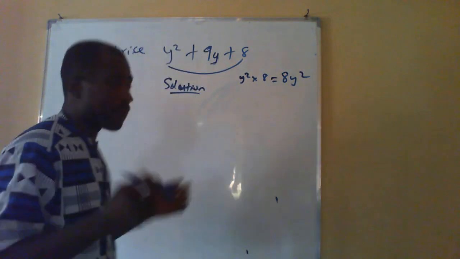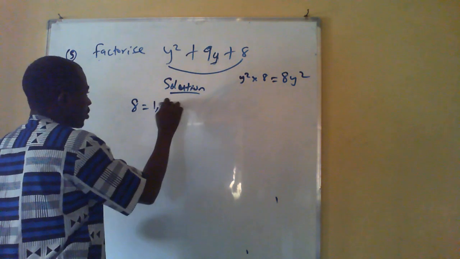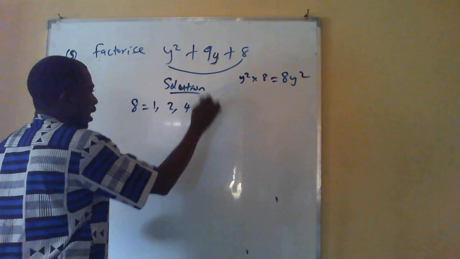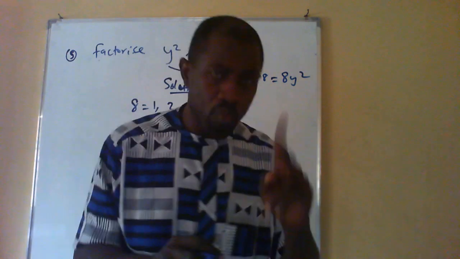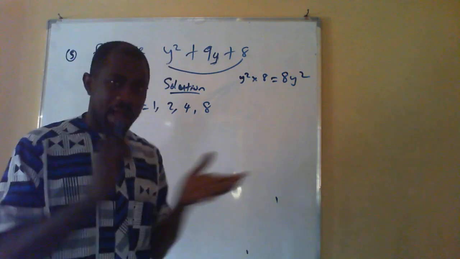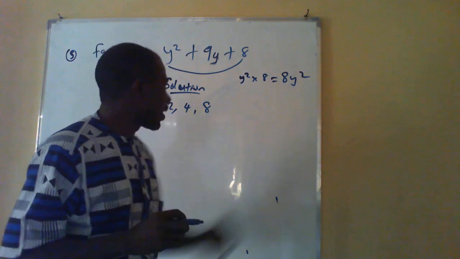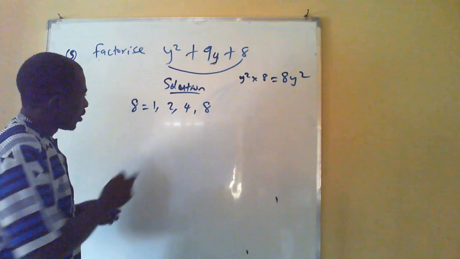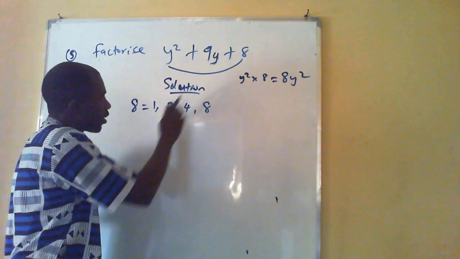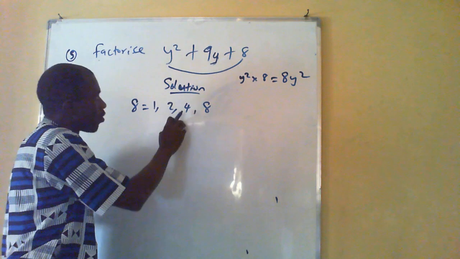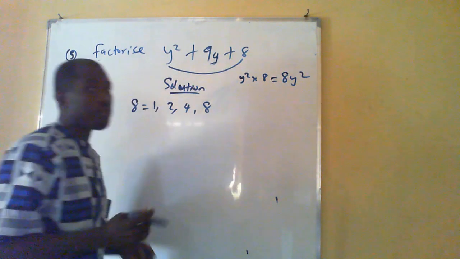So let's take the factors of 8. The factors of 8 are 1 and 2, 4 and 8. All these are the factors of 8. But we need 2 of them that if we add together, we will get 9, and if we multiply them together, we will get 8. If you look closely, if I take 2 and 4, it will not work, because if I add 2 and 4, I don't get 9. But if I multiply 2 and 4, I get 8. So we can't pick that one.